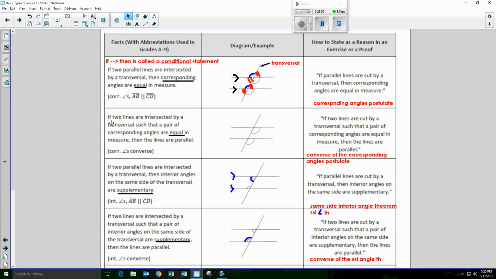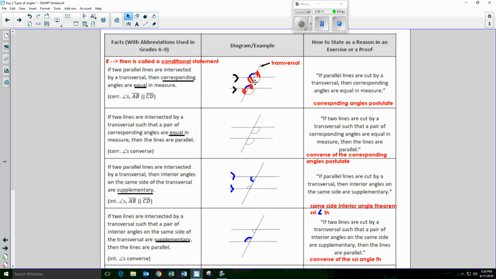Notice they'll talk about it all the time. So if two parallel lines are intersected by a transversal, that's always the same setup. So if we have two parallel lines cut by a transversal, then we can say corresponding angles are equal in measure. That is called the corresponding angles postulate.